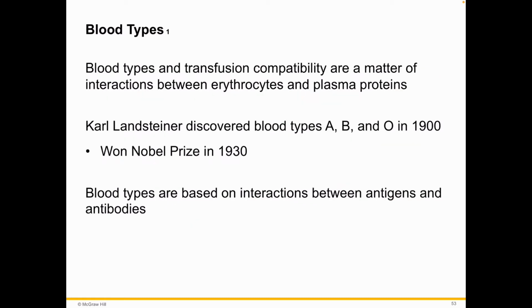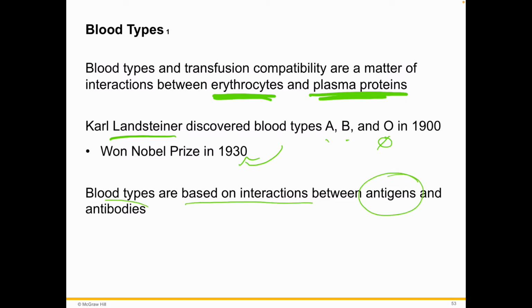So blood types and transfusion compatibility are generally between red blood cells and plasma protein, okay? So it has to do with clotting mainly. And so Carl Landsteiner discovered the blood types A, B, and not, or O, about 120-some odd years ago, and finally, after 30 years, got the Nobel Prize. So yay, Carl. Blood types are based on these interactions between what we call an antigen and an antibody, right?